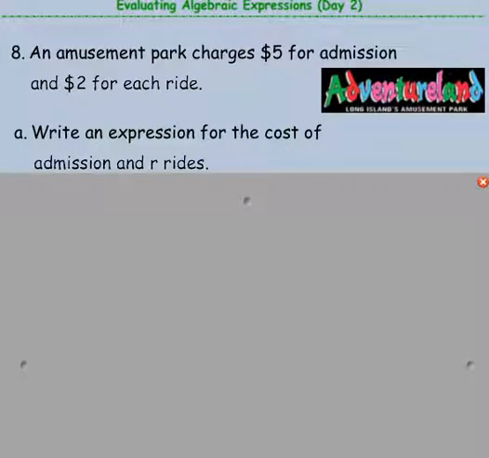Last one. An amusement park charges $5 for admission and $2 for each ride. Write an expression for the cost of the admission and our rides. So the amusement park, just to get in, seems to be charging you $5. Then we have that keyword and. If we remember, and indicates addition. Then we have $2 for each ride. Each is that keyword also that indicates multiplication. And then we have rides. Write an expression for the cost of admission and rides.